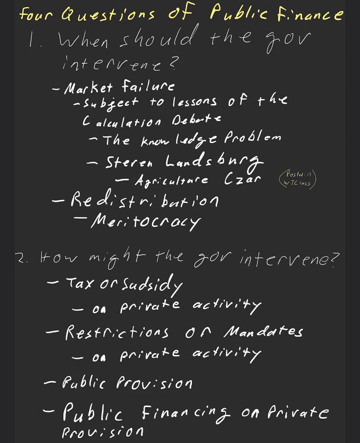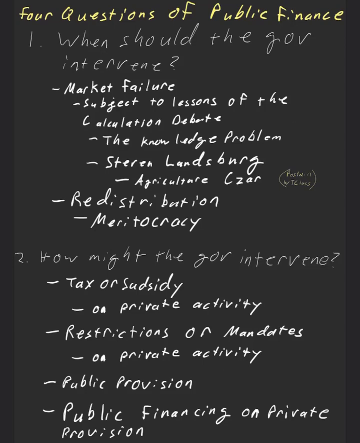Central to the calculation debate is the knowledge problem. So the knowledge problem is that in order to organize a market, it requires knowledge, and really not just technical knowledge, but preferences, the way that people value things, that isn't available to individuals. So when we have a market failure, that doesn't automatically mean that a government should intervene.